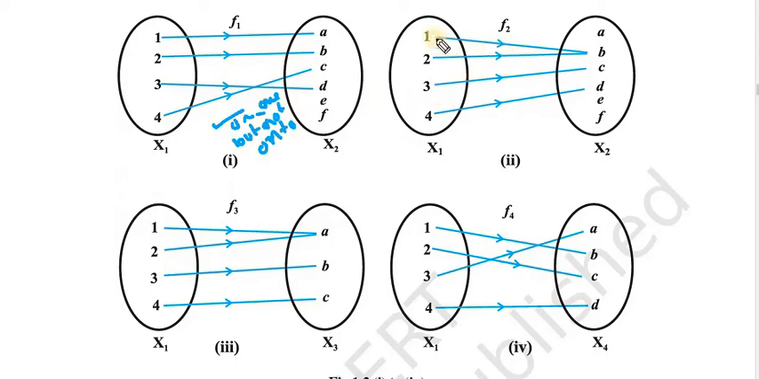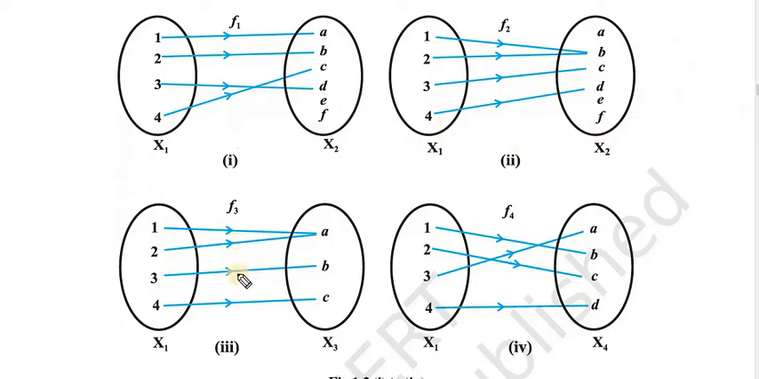Okay, similarly you see here you have 2 points going to the same point. So this is not 1-1. This is many one. This is a many one function, and you see you have points E and F which don't have a pre-image. So this is not onto.